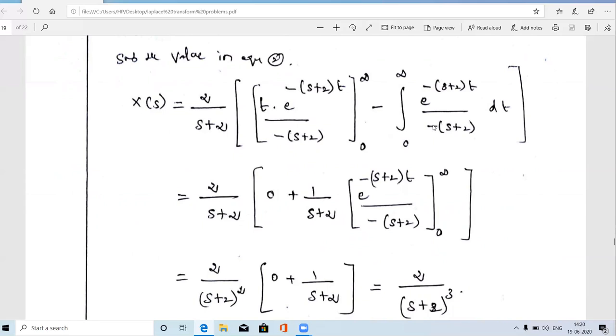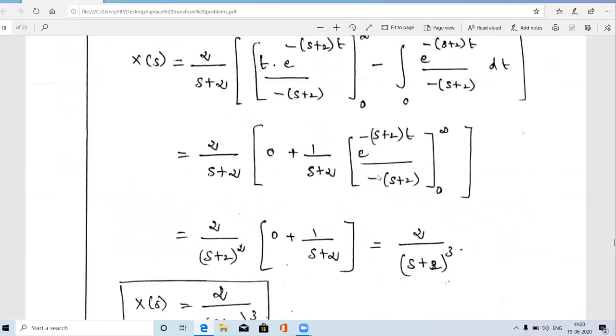And this minus is converted into plus, and this 1 by s plus 2 you take as common, then you integrate this term. Again 1 by s plus 2 will come. So multiplied with this, which is 0, so the 2 by s plus 2 times 1 by s plus 2 gives 2 divided by (s plus 2) the whole squared. And for this term you just apply infinity. If you apply the upper limit infinity, we get the answer as 0.